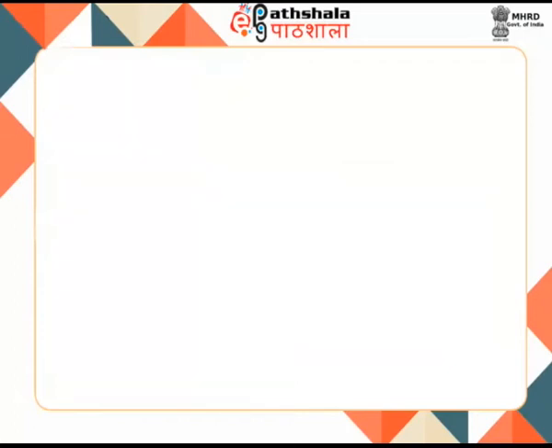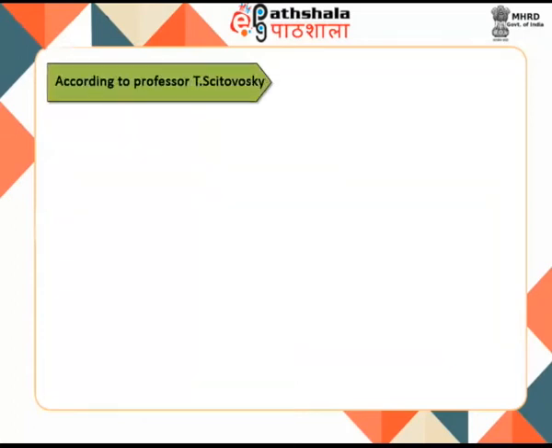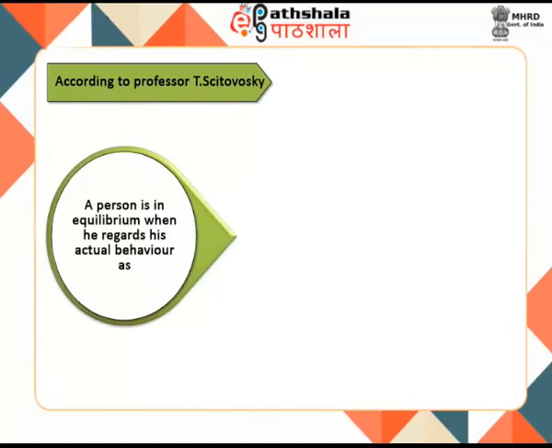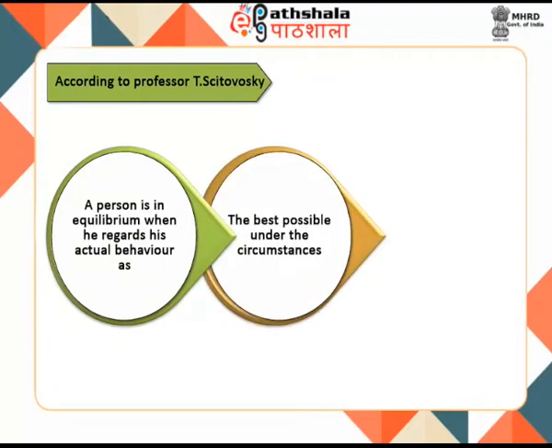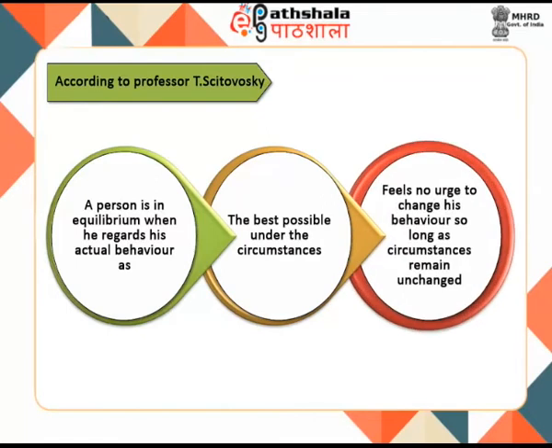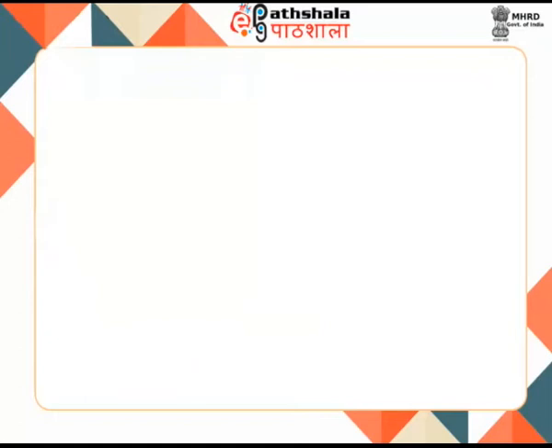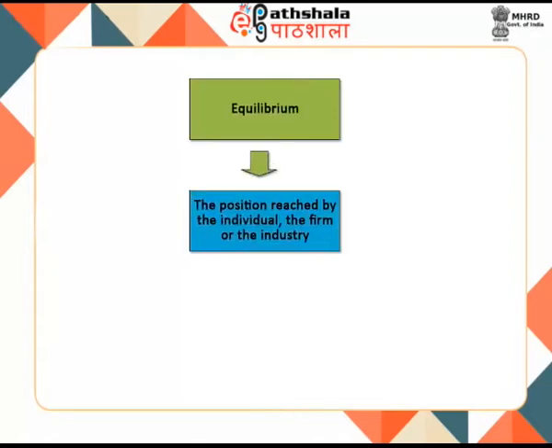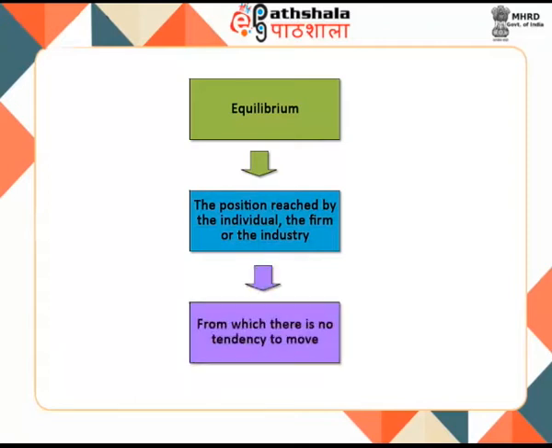The concept of equilibrium has been clarified by Professor T. Scitovsky by stating that a person is in equilibrium when he regards his actual behavior as the best possible under the circumstances and feels no urge to change his behavior so long as circumstances remain unchanged. The same is true of the equilibrium of a firm and that of an industry. Thus, equilibrium means the position reached by an individual, the firm, or the industry from which there is no tendency to move.